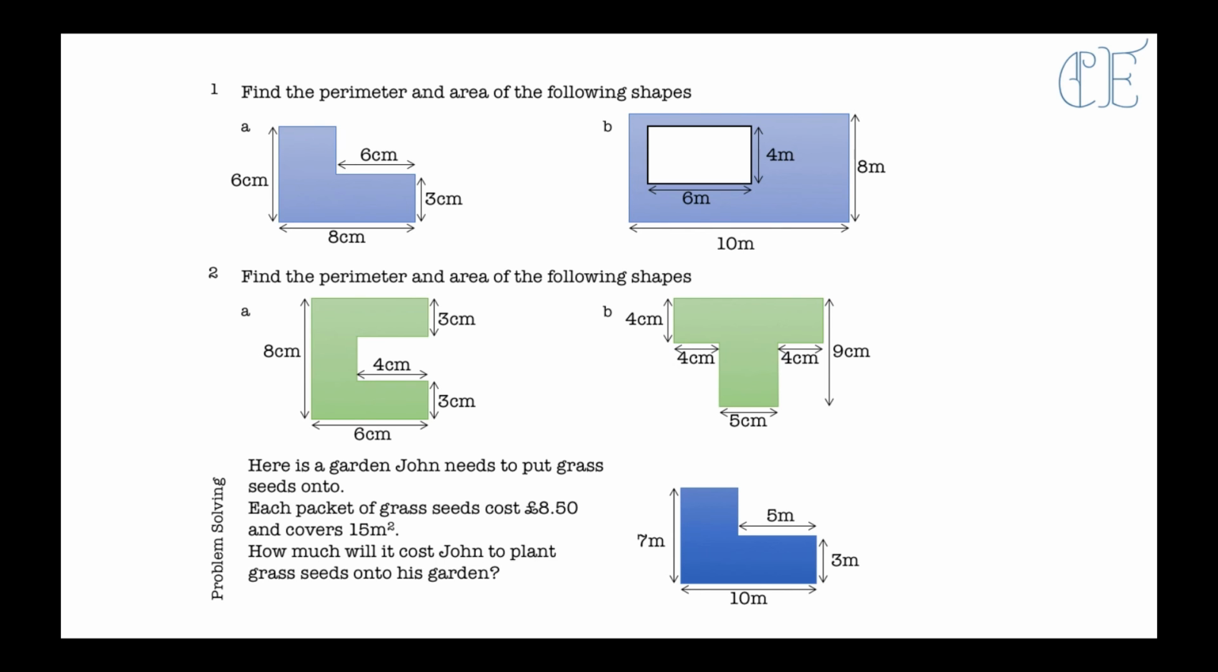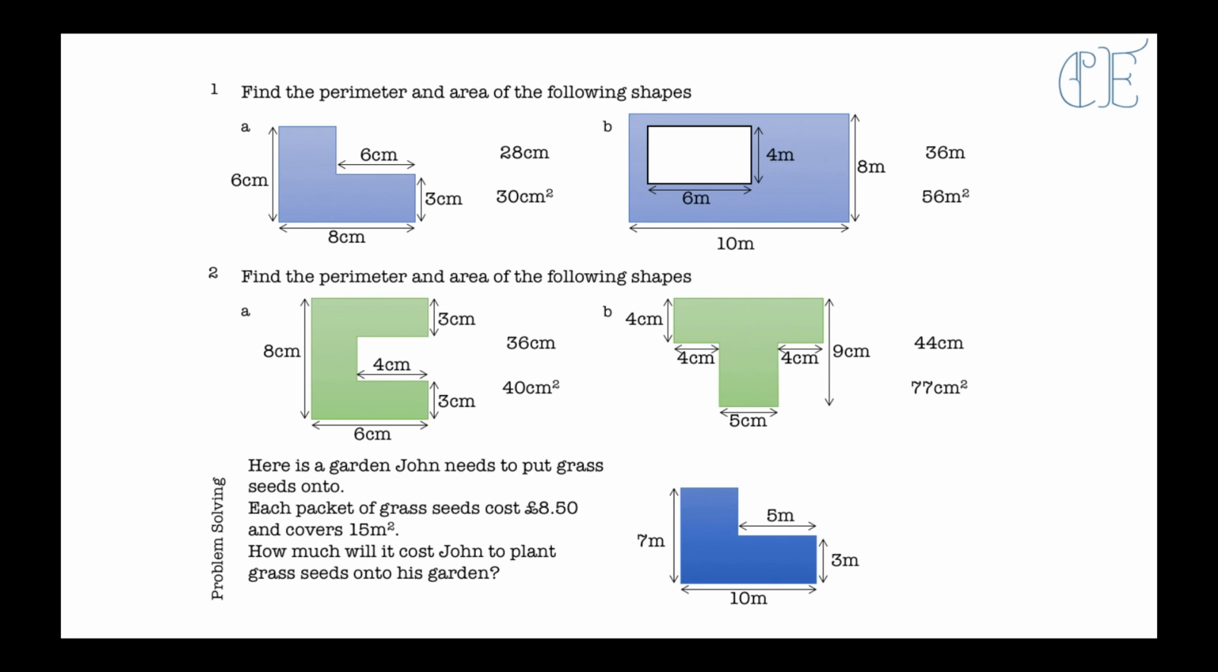If you had a go, for A, we should have a perimeter of 28 and an area of 30 centimetres squared. For B, we should have a perimeter of 36 and an area of 56 metres squared. For question 2, find the perimeter and area. For A, we should have 36 centimetres for the perimeter and 40 centimetres squared for the area. B, you should have 44 centimetres for the perimeter and 77 centimetres squared for the area.